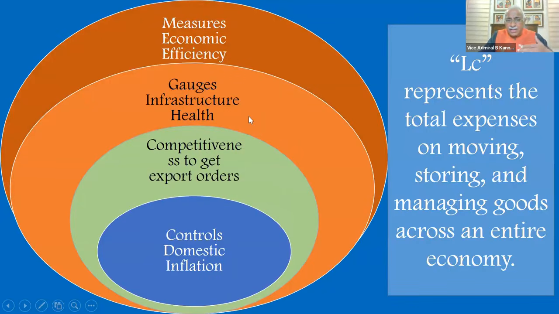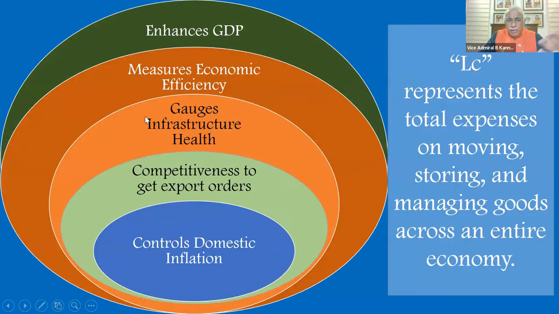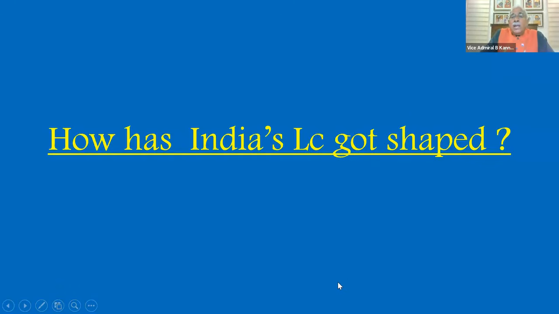And then it measures the efficiency of the economy. And as I told you earlier, it enhances GDP. So these are the 5 factors which are important and which depend on logistic costs as far as the economy is concerned. So let us see how India has got its logistic costs shaped. How has India done it?